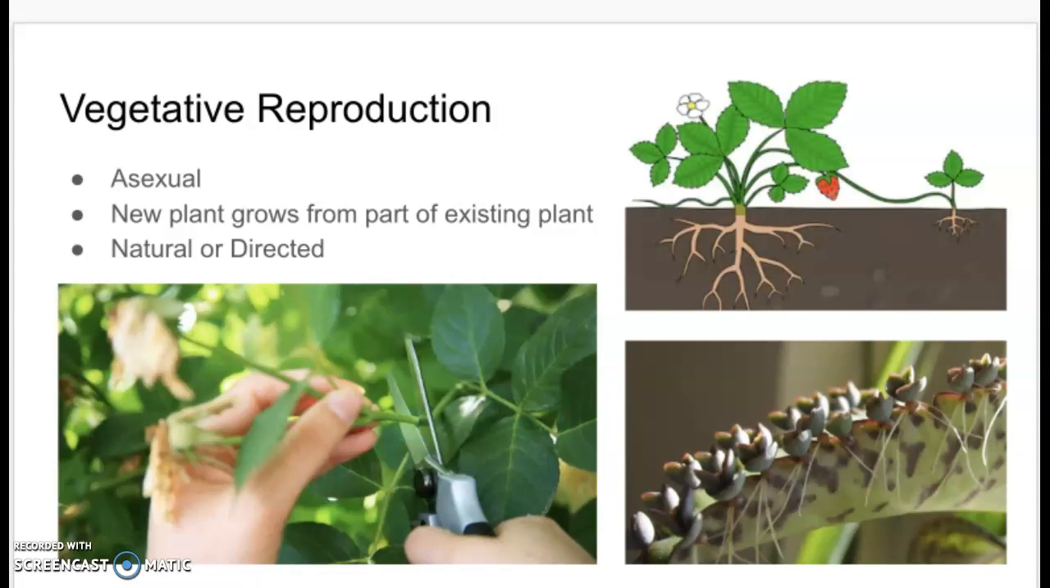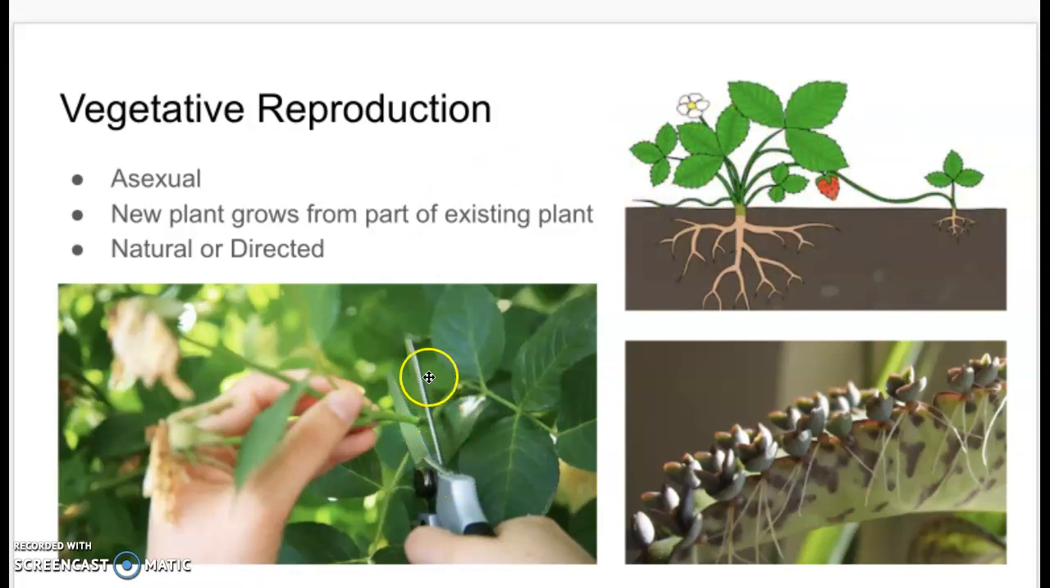So notice here there's a strawberry plant, and a little plant comes from this plant and develops roots and grows on its own. Now, if this little baby were cut off from this plant right now, it's an identical copy of this plant, and it would be fine. It's developed a root system, so it's able to do that. So this would be asexual reproduction. It's the exact same copy of this plant.